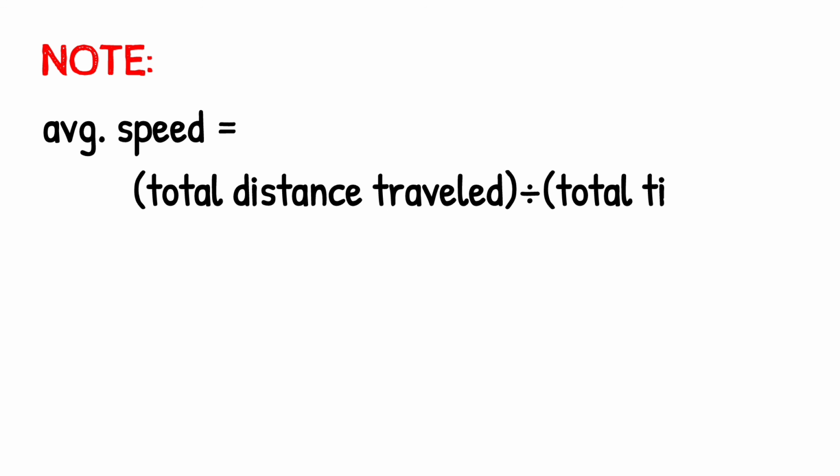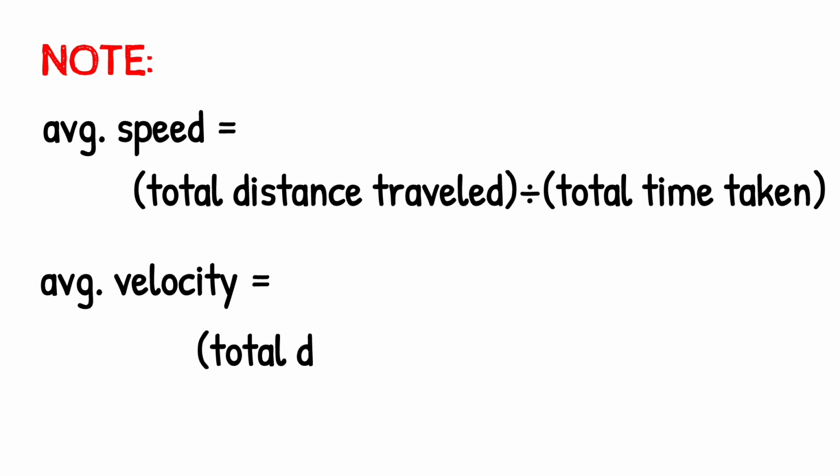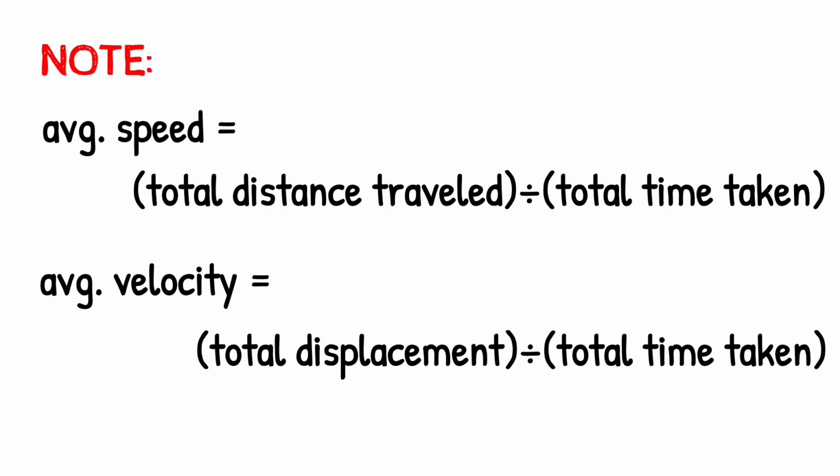I would like you to note one thing: average speed equals total distance traveled by total time taken, whereas average velocity is total displacement by total time.